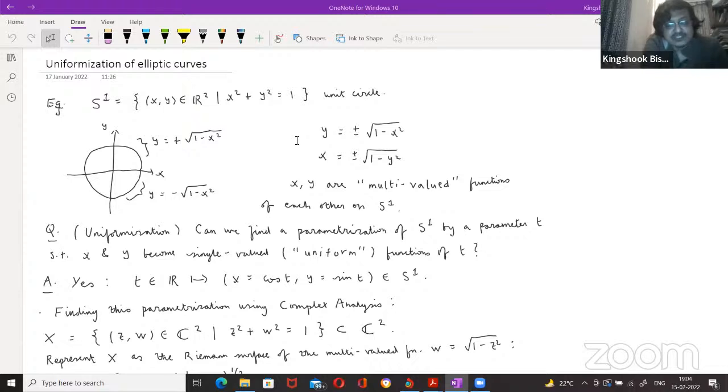You take the standard parametrization of the unit circle, t maps to x equal to cos t, y equal to sin t, right? So x and y become single-valued functions of a real variable t. Now, this parametrization by trigonometric functions, cos t, sin t, what I'd like to explain first is how to obtain this parametrization using complex analysis.